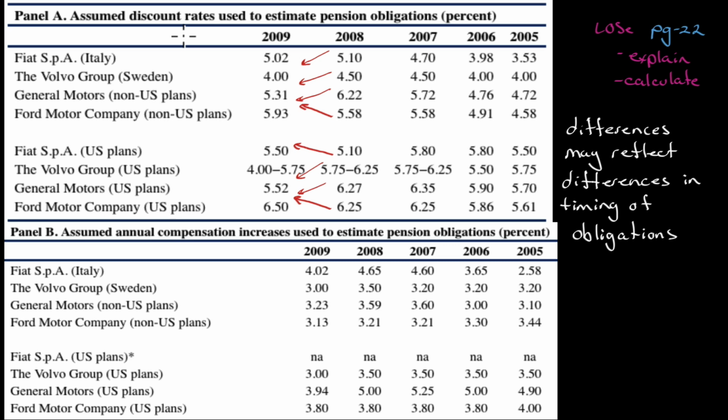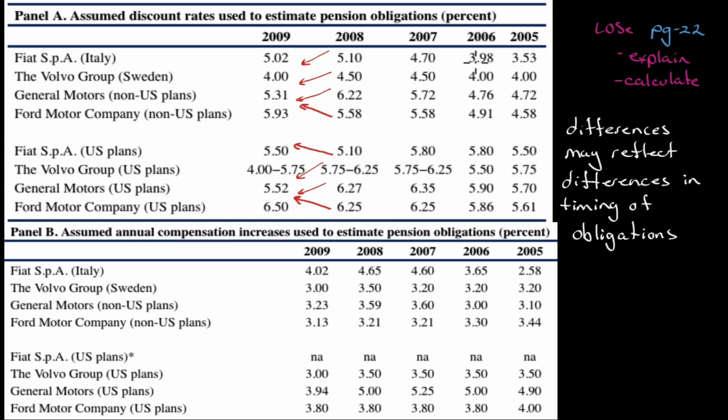So these are the assumptions that are being made. We see that we have 2005 through to 2009. And we have Fiat, Volvo, GM, and Ford replicated twice. The top part is for non-US plans, and the bottom part of the panel is for US plans. So great, let's have a look here.